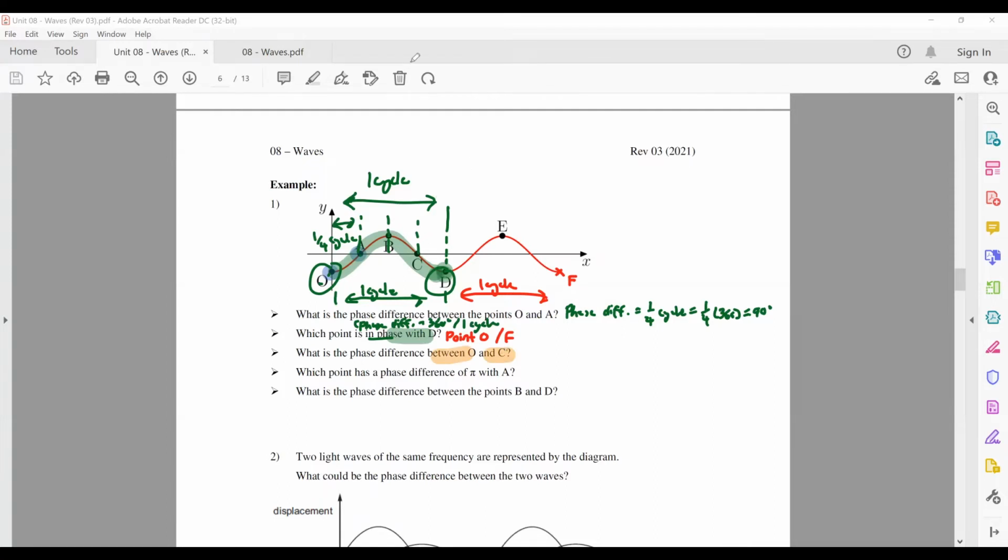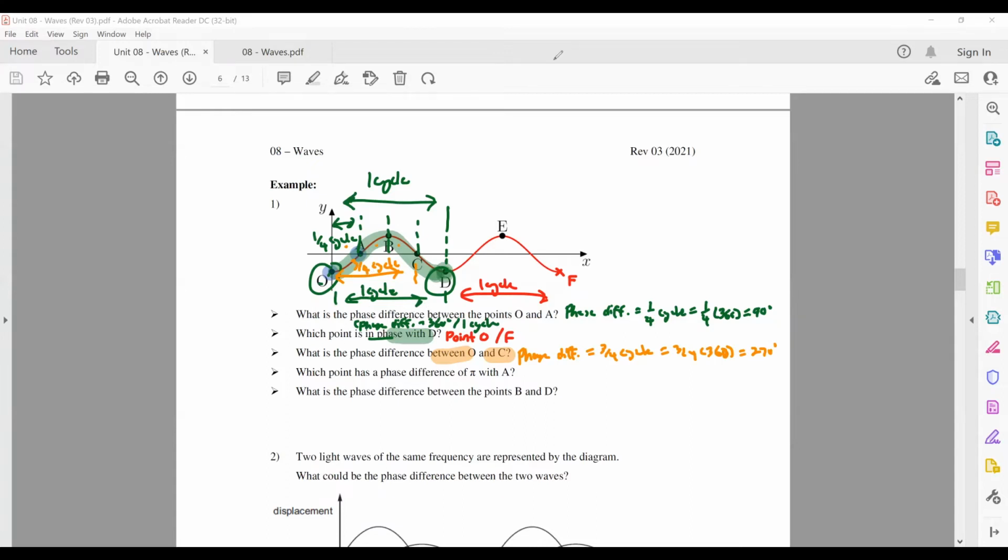Okay, between points O and C, you can see this is 1/4, 2 quarters, 3 quarters. So this one has a phase difference of 3 quarters. So your phase difference is 3/4 of a cycle, giving you 3/4 times 360, 270 degrees. All right, so this one is okay.